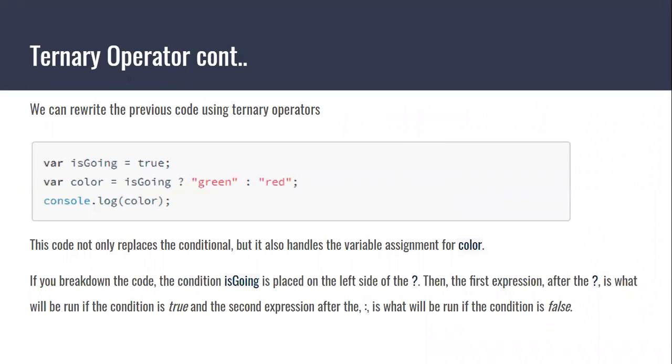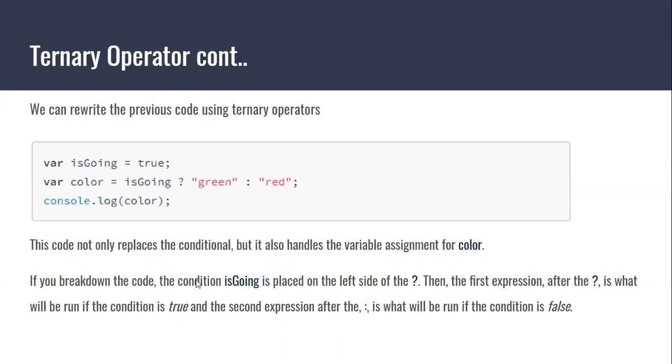All right, ternary operators. So you can rewrite those previous codes using the operators, right? So we had that other if block, so now we condensed it really small. We have the color is going true, false. If it's true, then return green. If it's false, then return red, console log the color. Nice and clean. 3 lines of code.